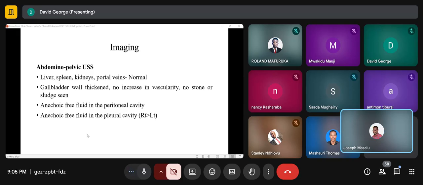Transaminitis is possible in SLE. SLE can do anything, by the way. Yeah, what else? Yeah, I think I'm out of differential diagnosis, David. I don't know whether you send an ANA or what did you do? No, teachers.